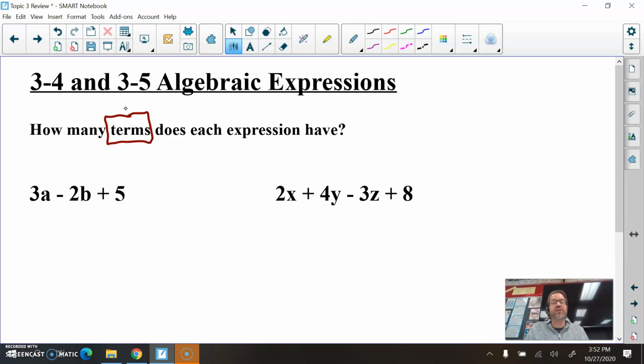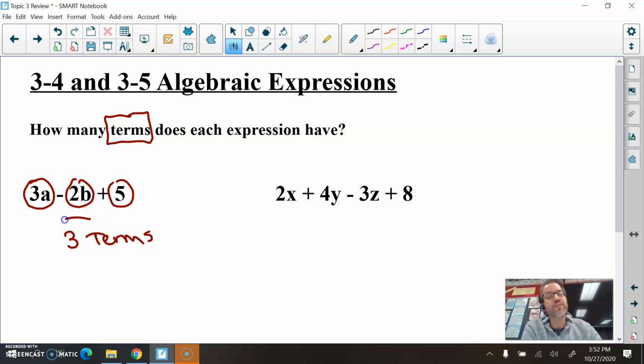Terms are parts of these expressions, and they are separated by plus signs and minus signs. So here I have 3a minus 2b plus 6. I have 1, 2, 3 terms in this expression. Okay? They are separated by the minus and the plus signs here. Over in this one, how many terms do I have? Well, I have 4 terms here.